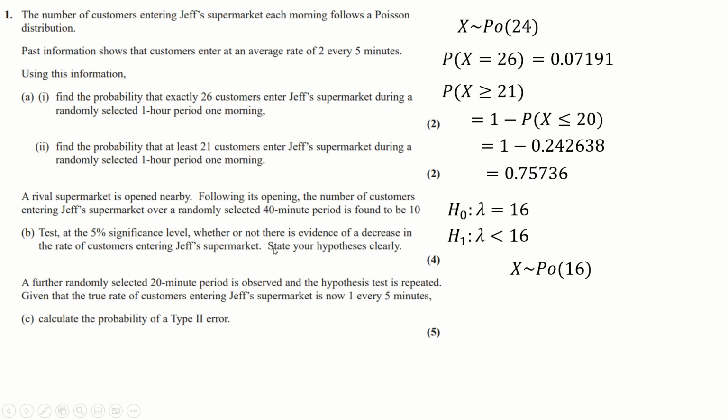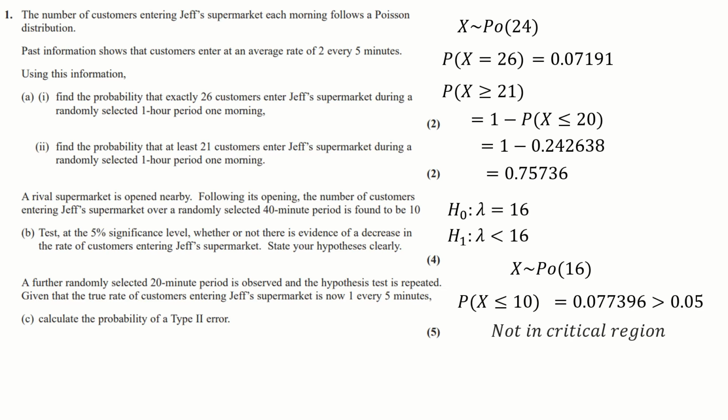So we're going to do X distributed as Poisson with 16. And let's find the probability of there being less than or equal to 10 people in that time. Now, of course, we can just do Poisson CD for this. We'll get this probability here. And that's greater than 0.05. So it's not in the critical region. And therefore, we will just keep H naught. We won't reject H naught. We'll just keep it. So I think that's done.